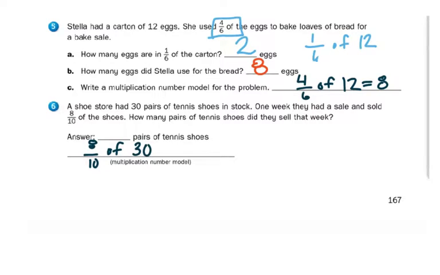Okay. Remember, of means to multiply. So I'm actually going to replace that. Now I'm going to solve. 10 times what gives me 30? Well, 3 does, but we have 8 groups of 3, so I have to take 3 times 8 to get 24. They sold 24 pairs of tennis shoes.